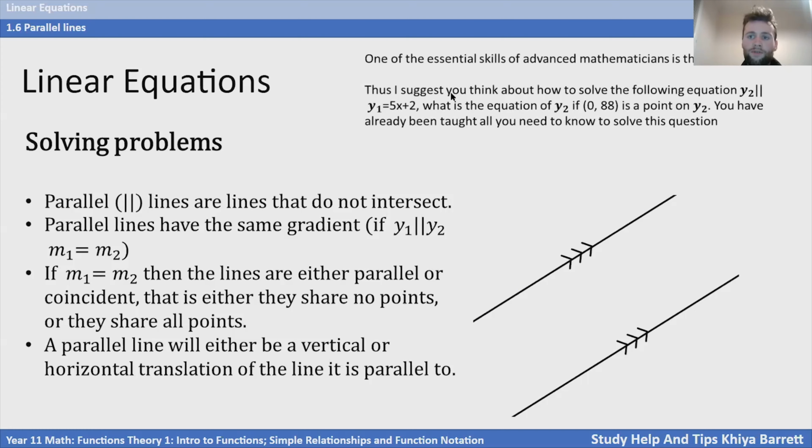The skill of advanced mathematics is thinking for yourself. So I suggest that you think of the following question. y2 is parallel to 5x plus 2. What is the equation of y2 if (0, -8) is a point on y2? Now, in the perpendicular section, you have been given all the tools to solve this problem. All you need to use is this new definition where instead of m1 being the negative inverse of m2, it is m2. They're exactly the same gradient. You've got this.